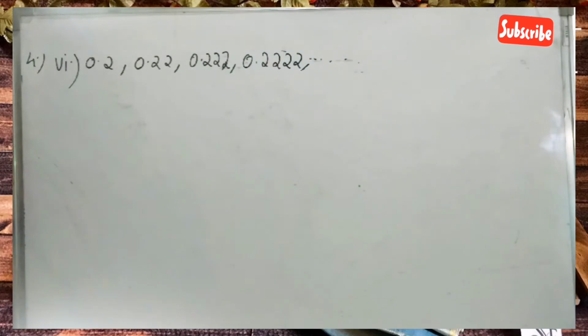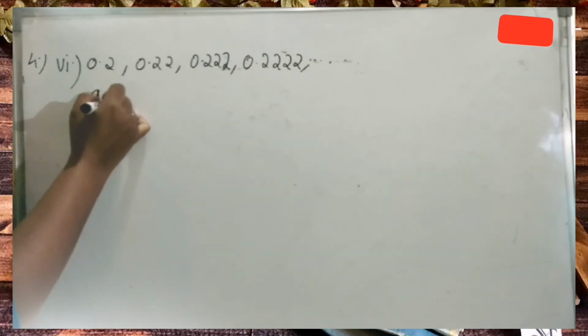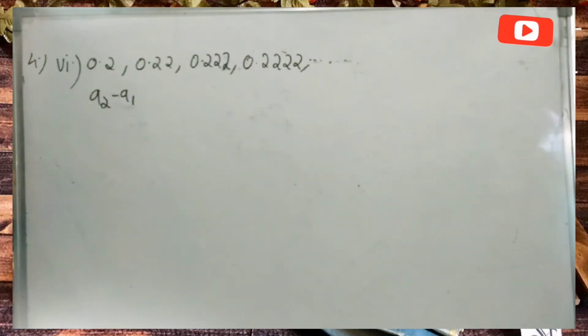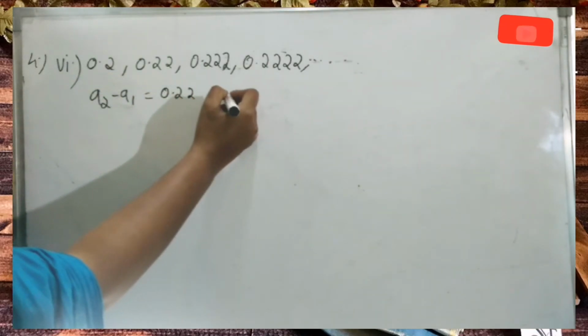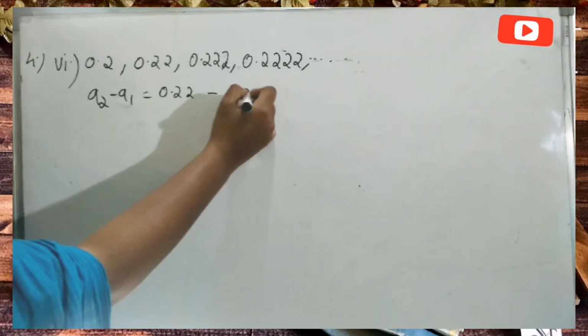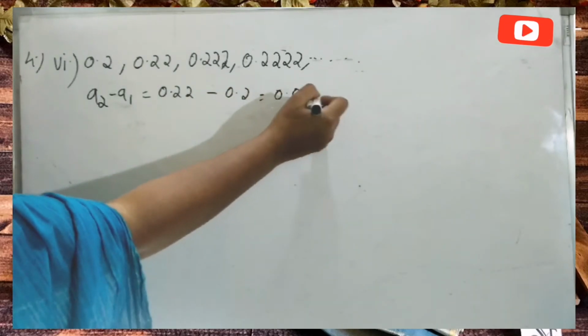(0.2, 0.22, 0.222, 0.2222, etc. a2 minus a1, we are going to take the difference of consecutive terms. So a2 minus a1, that is 0.22 minus 0.2 is equal to 0.02.